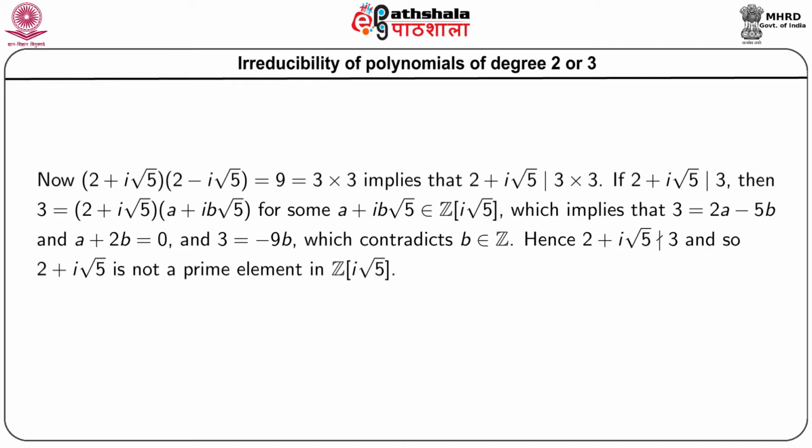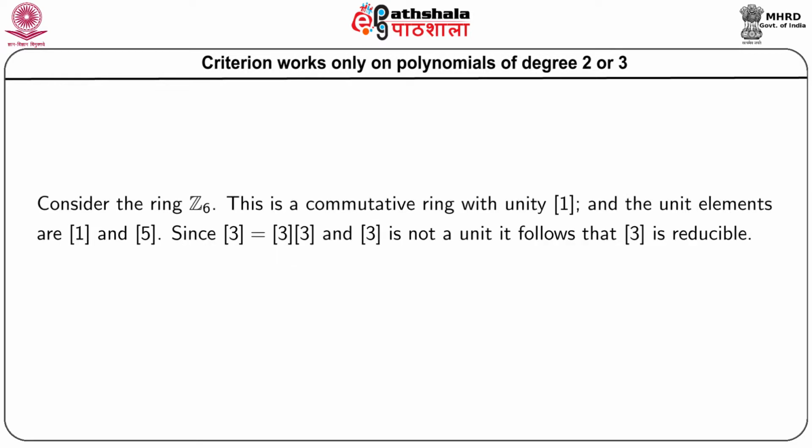Now, I give an example of a prime element which is not irreducible. For this, consider the ring Z6 and element 3. Since the notion of irreducibility relates to units, first identify the units of Z6. Note that in Z6 there are only two unit elements, namely 1 and 5.